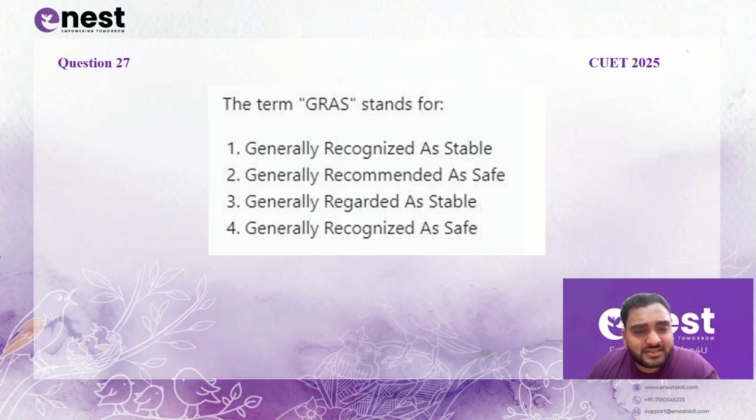Generally regarded as stable, generally recommended as safe, generally recognized as stable, but the answer is generally recognized as safe. Now, what are these GRAS ingredients? GRAS ingredients are food additives which have been studied intensively for a long period. They have not shown any sign of toxicity or any health hazard even at higher consumption, and the food regulatory bodies have identified that yes, people can add them in the food, and they don't need to go for specific certifications or specific approvals so as to ease the process of food processing.